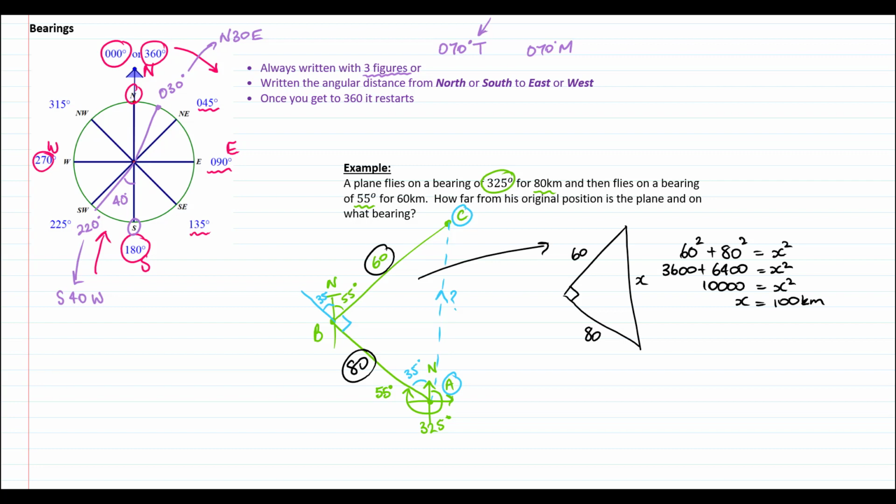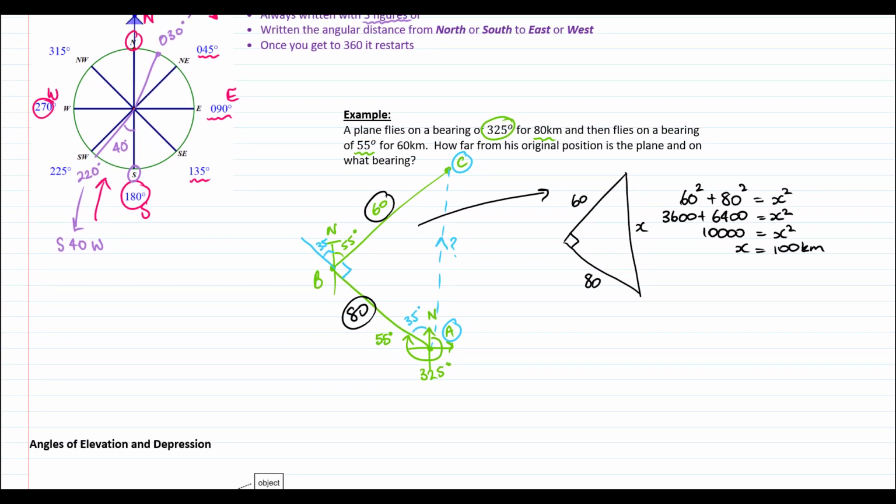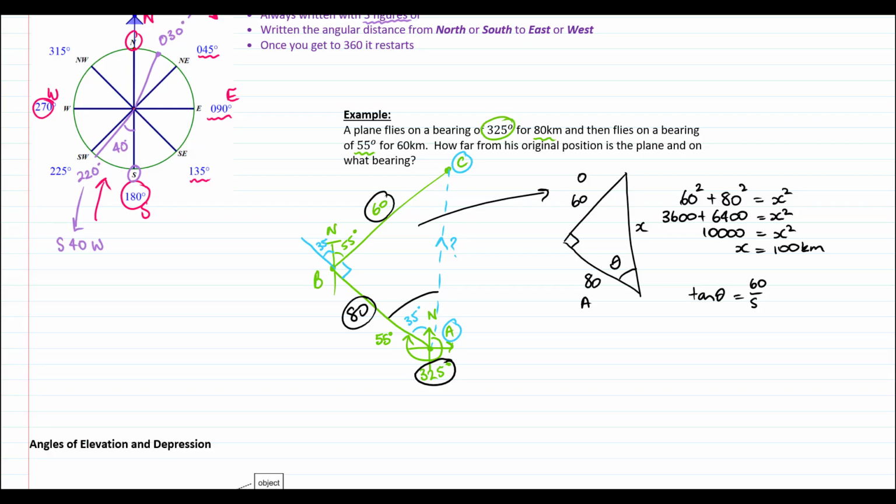Now we also need to calculate our new bearing. So to do that, I need to calculate this angle here. And I know my diagram is starting to get quite rough now, but if I can calculate that angle and add it to my original 325, you'll note now that I'll have my new bearing. So let's go back into this diagram here. I want that angle, and I'll call it theta. In this case, I know my opposite, I know my adjacent, I need to calculate my theta. So this is a tan question. Tan theta is equal to opposite over adjacent, which is 60 over 80.